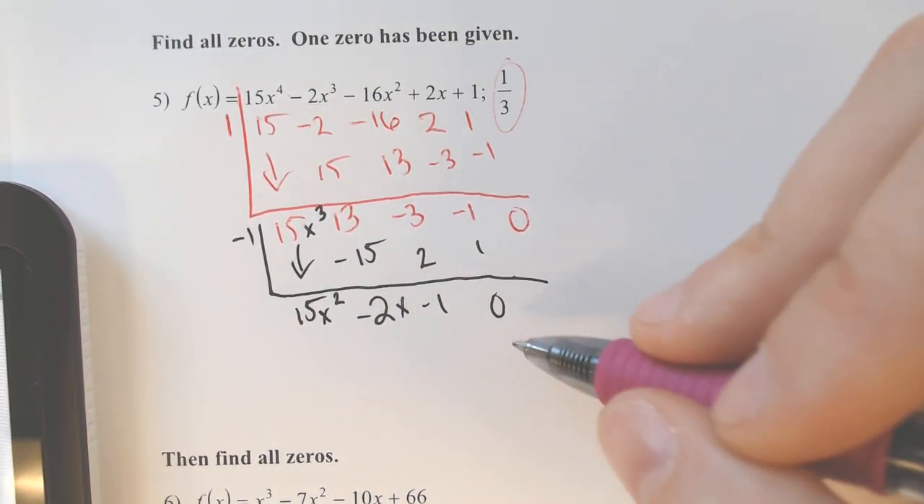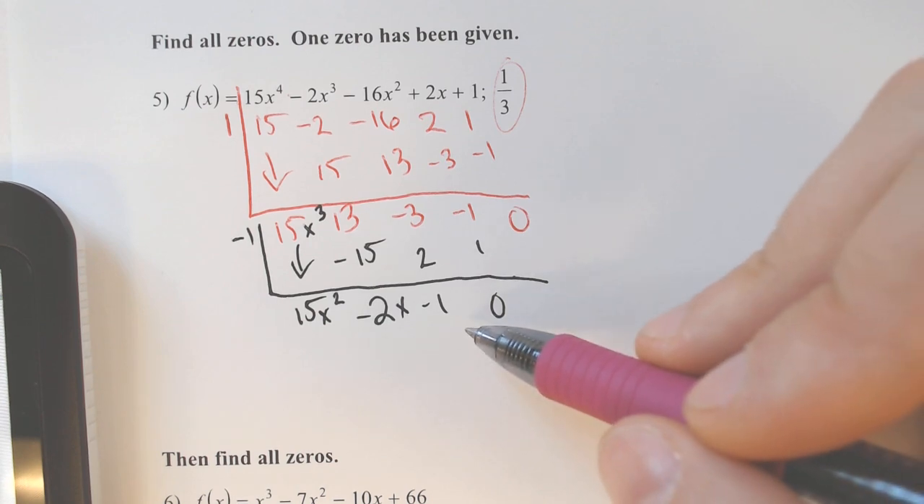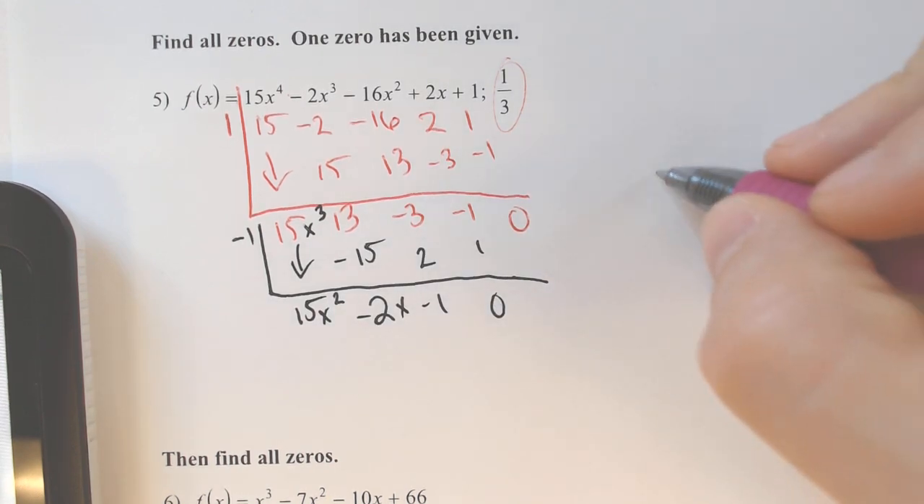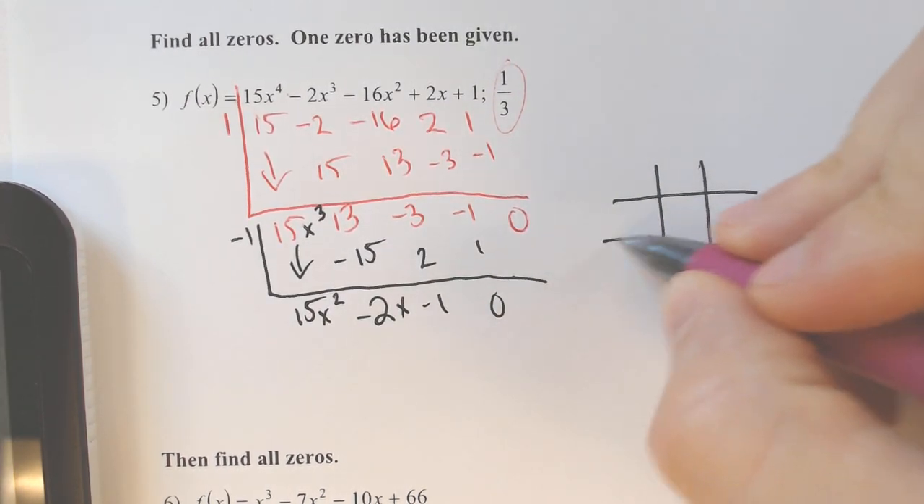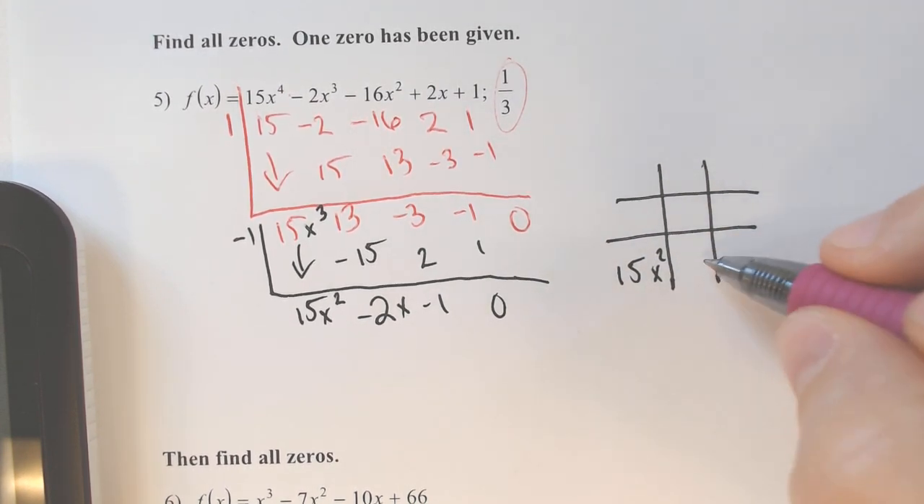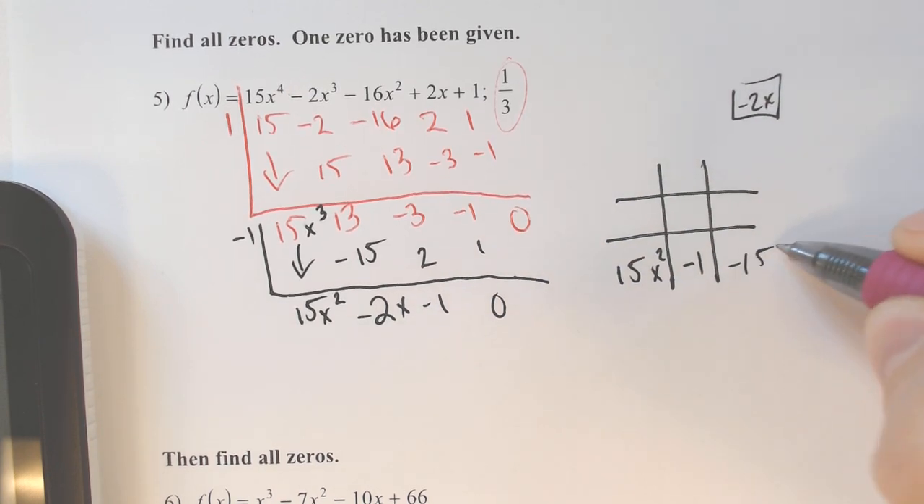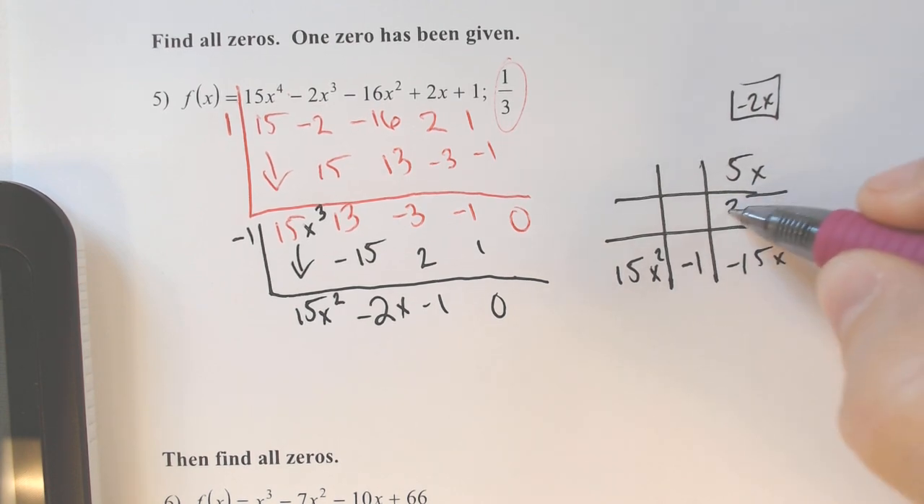And I need to find the remaining zeros here, which could mean I have to use the quadratic formula, but it also could mean that I would have to factor. In this case, I am pretty confident that it will factor, so I'm going to try that. 15x squared, -1, -2x, multiply these together. What multiplies to 15 that adds to -2? Well, that's 5 and 3, everybody.